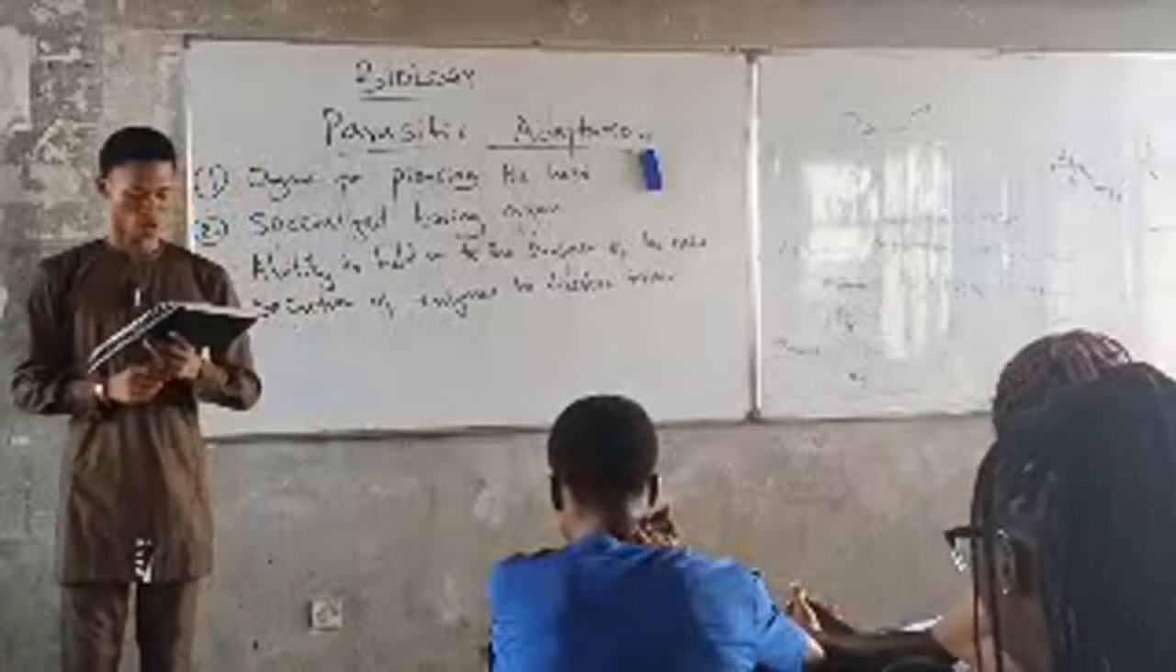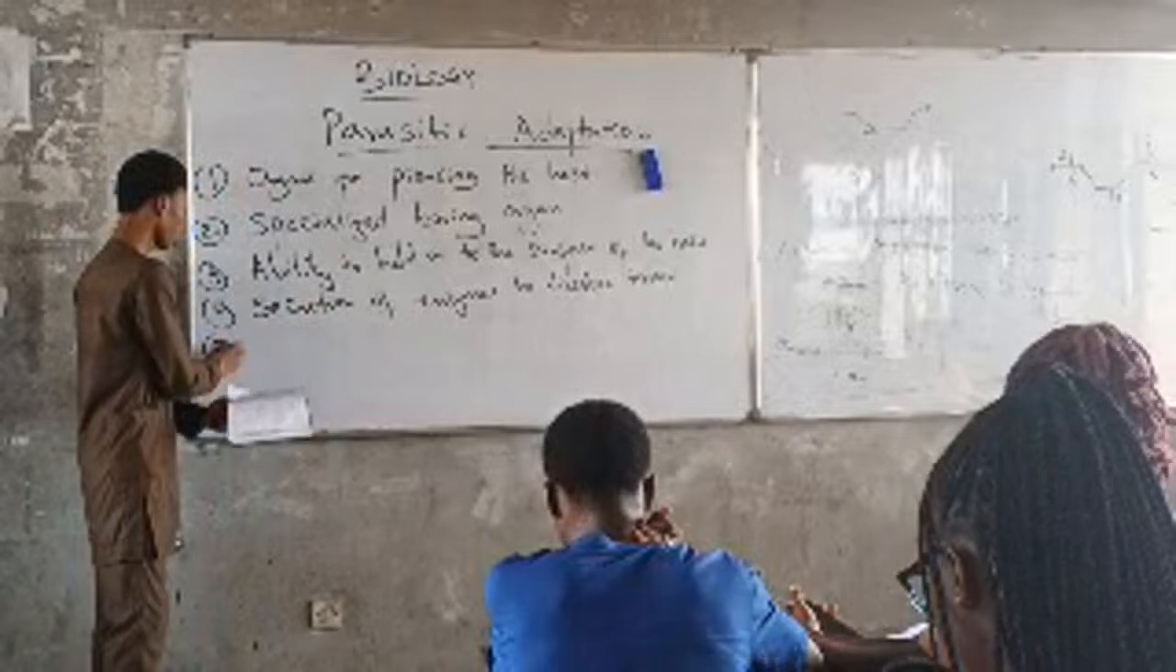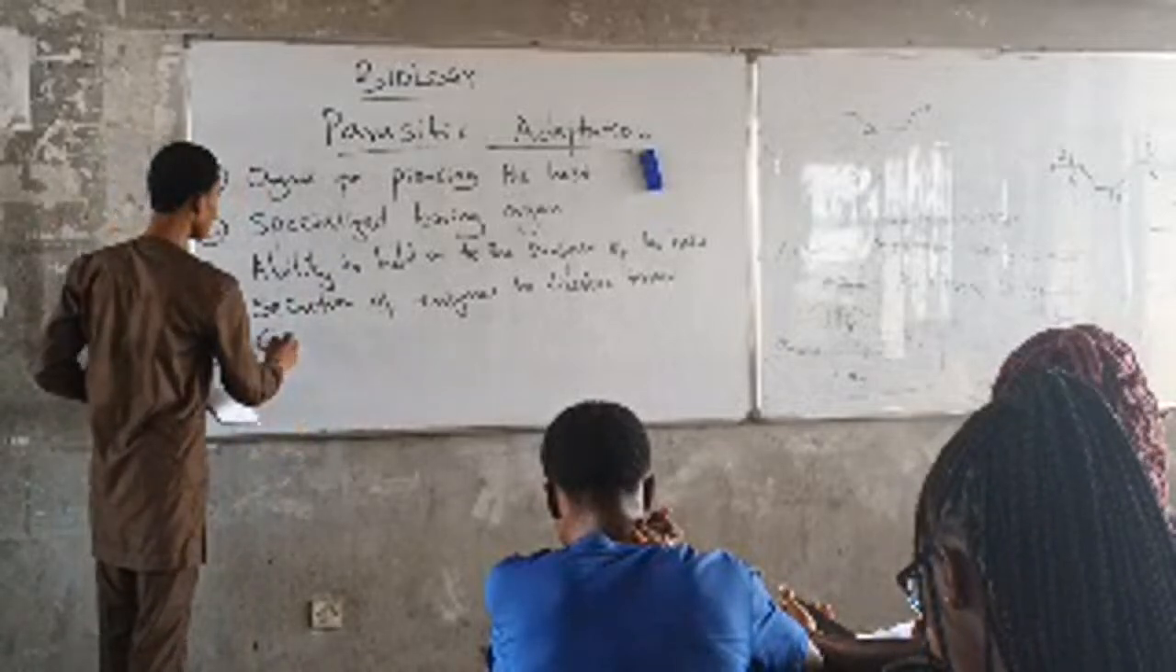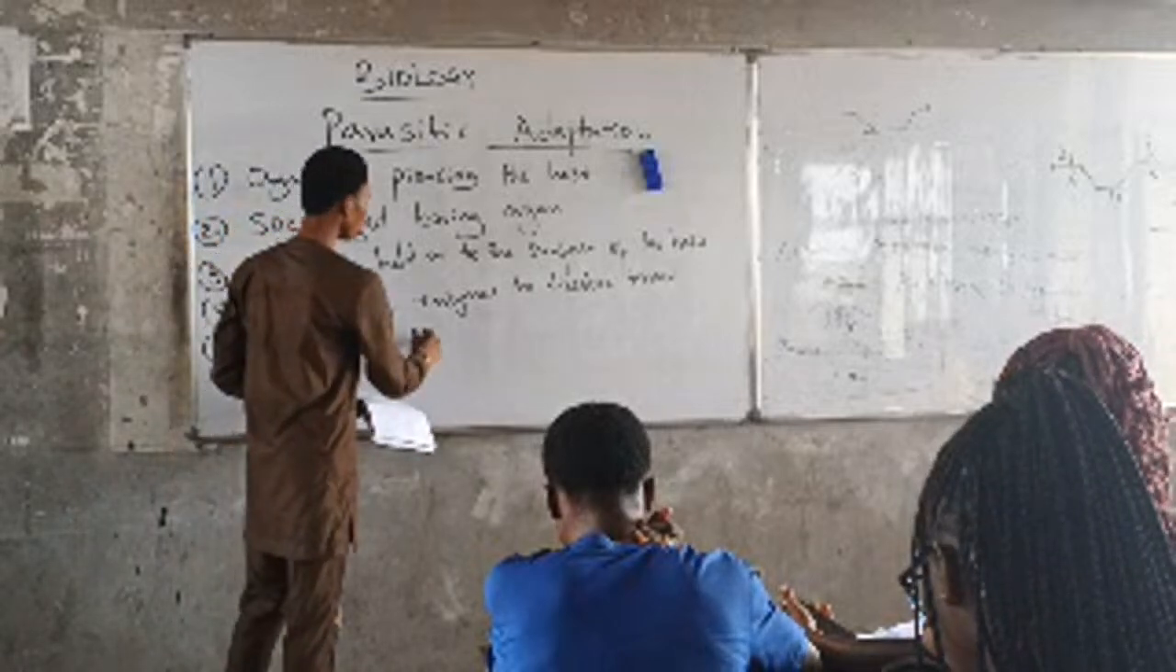Number 5, presence of a good means of reproduction.